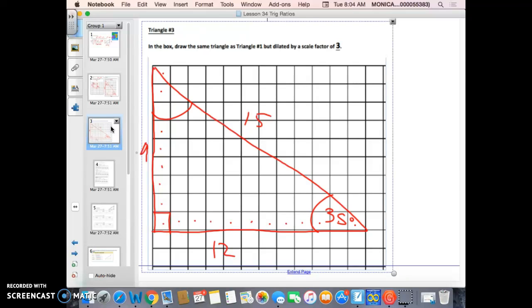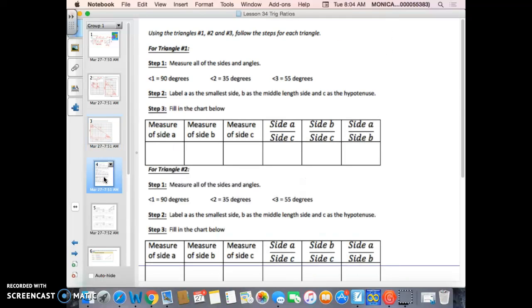And this one here is a 55. Okay? Now let's use that information and move forward. It says measure all the sides and angles. So I measured the angles for you, and we labeled all the sides. Now we're going to label the smallest side A, the middle length B, and C is the hypotenuse.